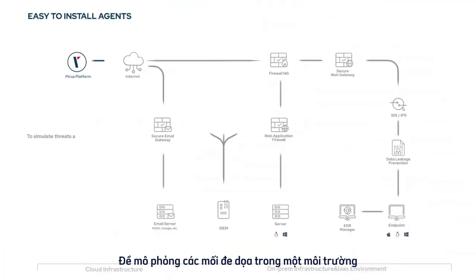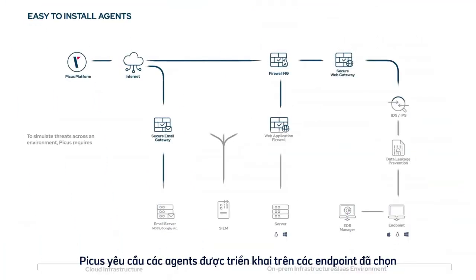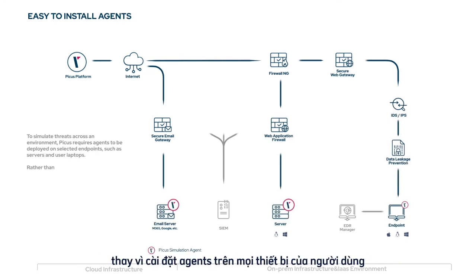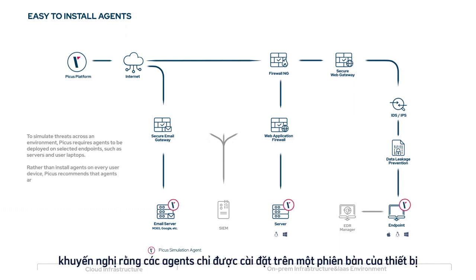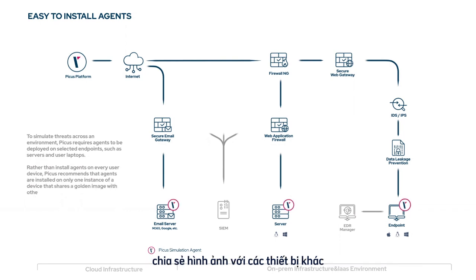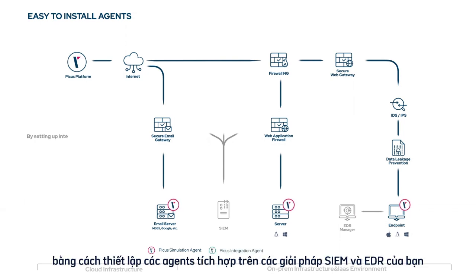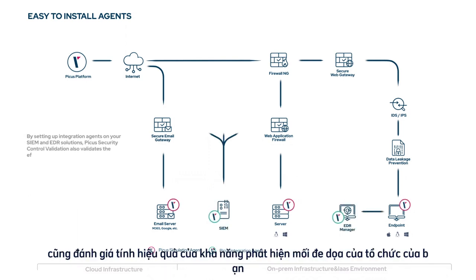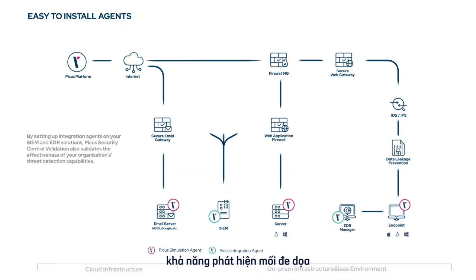To simulate threats across an environment, Picus requires agents to be deployed on selected endpoints, such as servers and user laptops. Rather than install agents on every user device, Picus recommends that agents are installed on only one instance of a device that shares a golden image with other devices. By setting up integration agents on your SIEM and EDR solutions, Picus Security Control Validation also validates the effectiveness of your organization's threat detection capabilities.